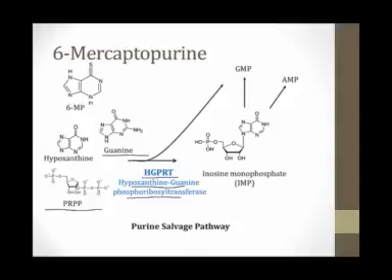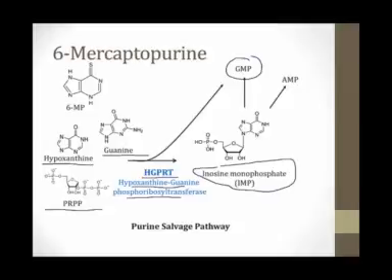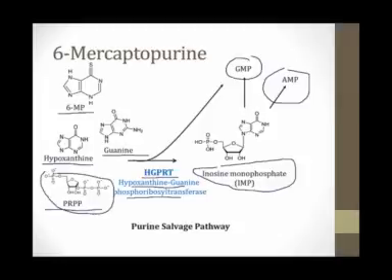If it adds a guanine to PRPP, it will create a molecule of guanine monophosphate. If it adds hypoxanthine, it will create the nucleotide inosine monophosphate, which is an intermediate that can then be converted to either GMP or AMP. What 6-MP will do is get picked up by HGPRT and added to PRPP. Thus, it is mimicking the structure of hypoxanthine or guanine. When it does this, it creates a mutant nucleotide which can then inhibit DNA synthesis.